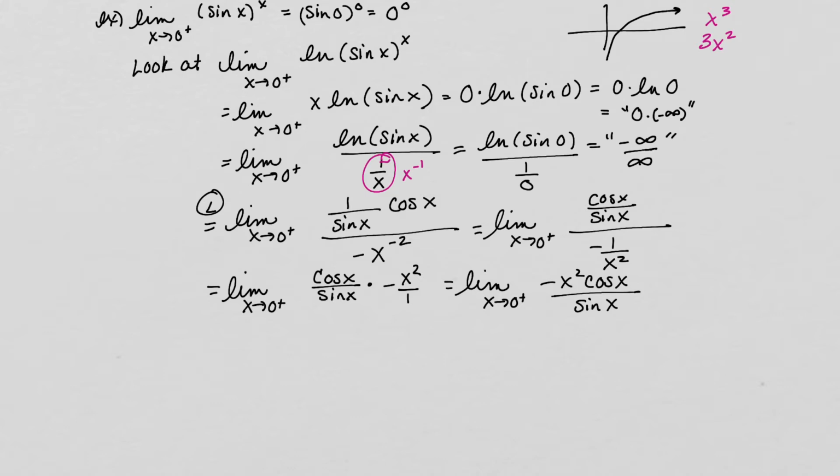You could change cosine over sine to cotangent, but then you still have a problem because the cotangent of 0 is undefined. So while, yes, you could change it to another trig function, it's not actually going to help you out here. If I plug in now, I get minus 0 squared times the cosine of 0 divided by the sine of 0. And so this actually still just turns out to be 0 over 0.